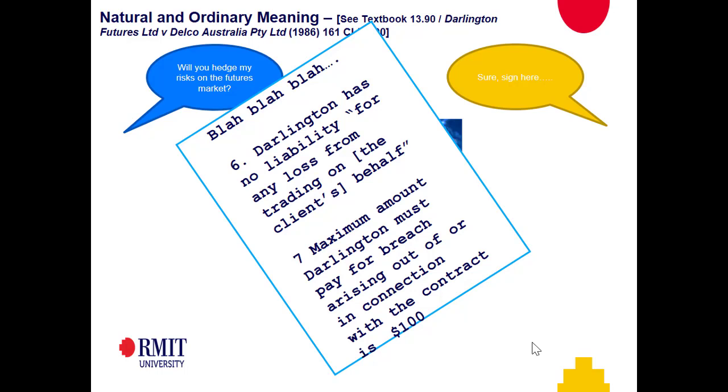Darlington has no liability for any loss from trading on the client's behalf. And then clause 7 says the maximum amount that Darlington must pay for a breach arising out of or in connection with this contract is $100. Okay, so the two of them work together to exclude and limit liability.